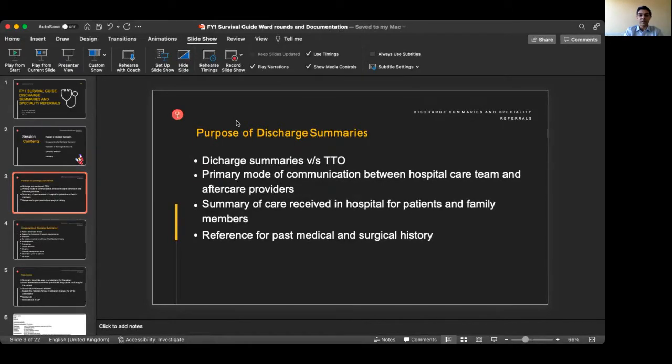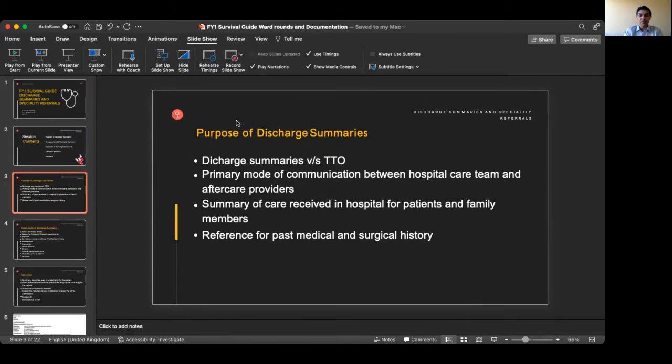Discharge summaries are also a good summary for the patient and their family members to receive about any events which happened in hospital or the management plan they received. A lot of the time, some patients are quite elderly, or they might forget about things you've explained to them. So discharge summaries can serve as a good reminder for the family members or for themselves about the treatment they received in hospital.